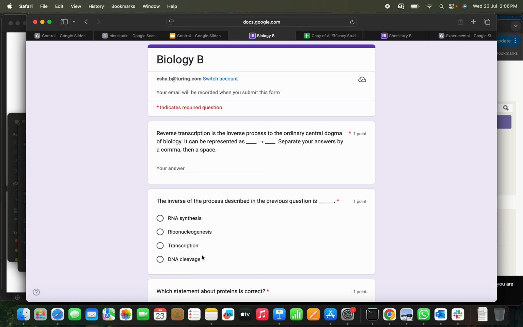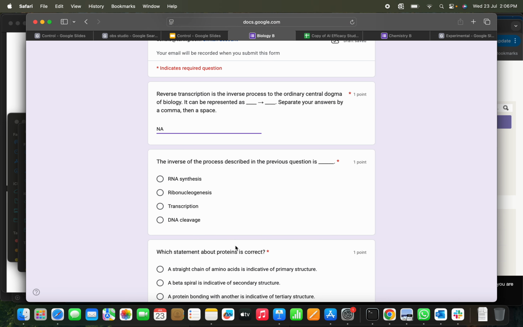Reverse transcription is the inverse process to the ordinary central dogma of biology. It can be represented as, separate your answers. I have no clue what this sentence even means. The inverse of the process. Reverse transcription is the inverse process to the ordinary central dogma of biology.